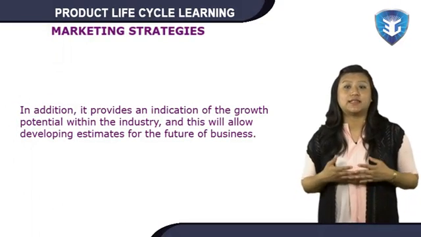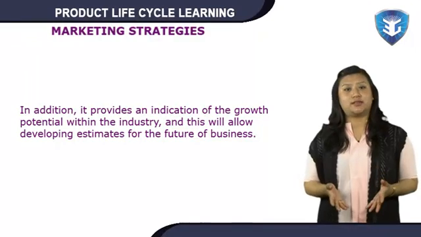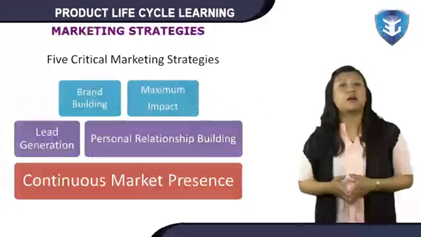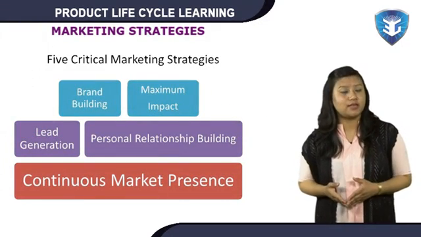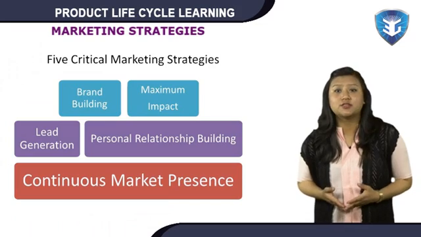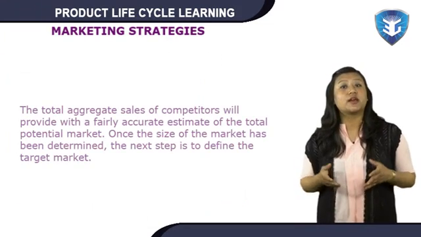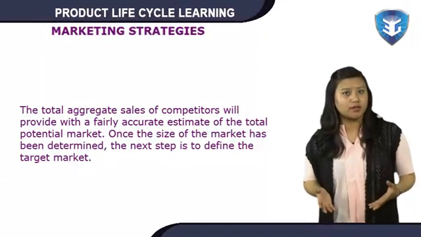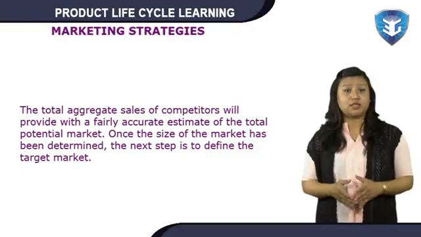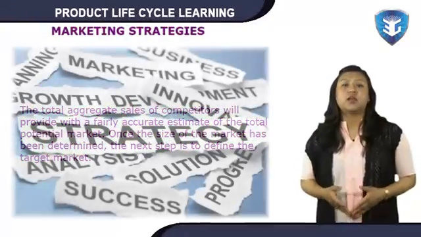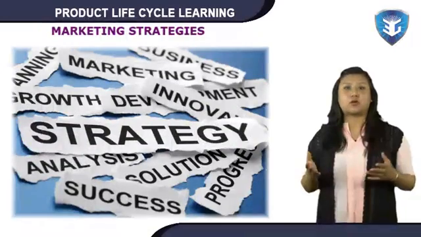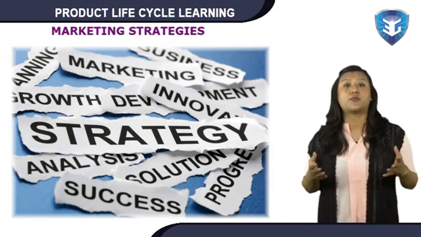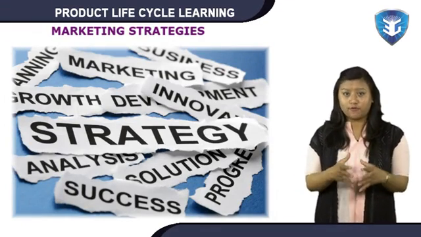In addition, it provides an indication of the growth potential within the industry, and this allows developing estimates for the future of the business. Begin market analysis by defining the market in terms of size, structure, growth, prospects, trends, and sales potentials. The total aggregate sales of competitors will provide a fairly accurate estimate of the total potential market. Once the size of the market has been determined, the next step is to define the target market. The target market narrows down the total market by concentrating on segmentation factors that will determine the total addressable market, the total number of users within the sphere of the business's influence.